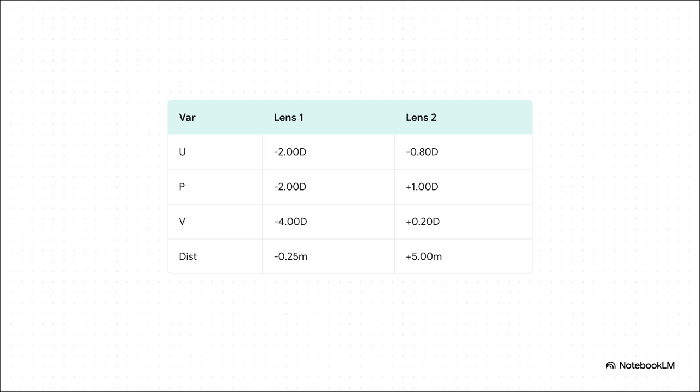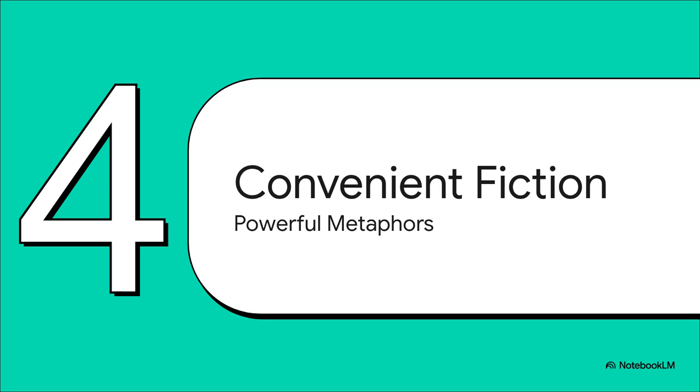Add the +1 diopter lens power in the next row down, and our final V is +0.2 diopters. And finally, 1 divided by 0.2 gives us a final image exactly 5 meters to the right of lens 2. The total distance from the original object: 6.5 meters. Beautiful, right? All right, section 4.